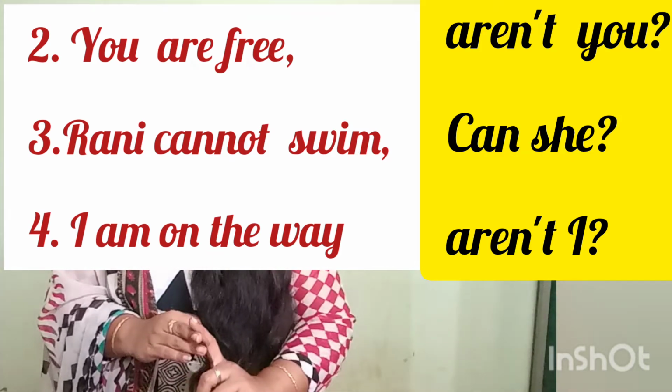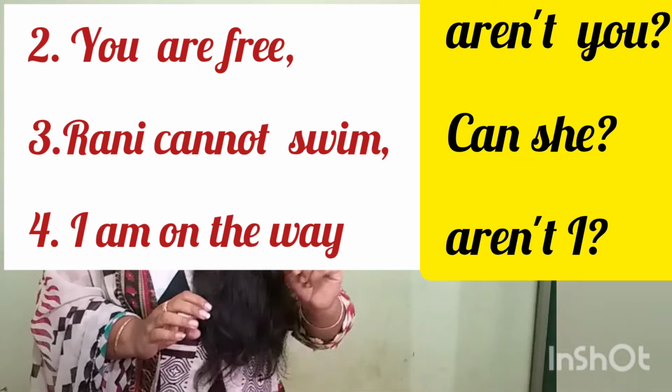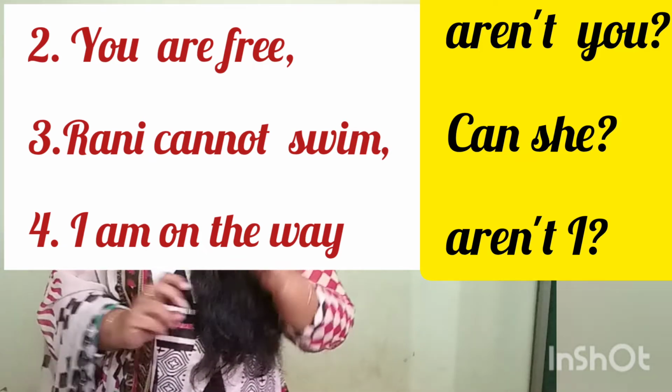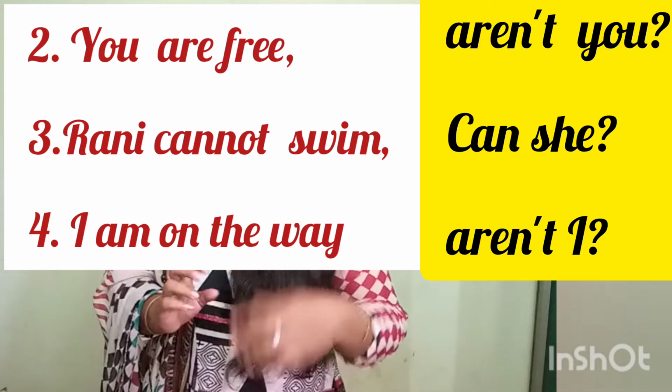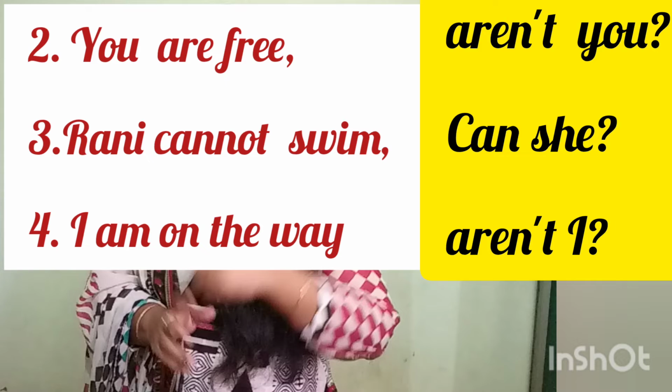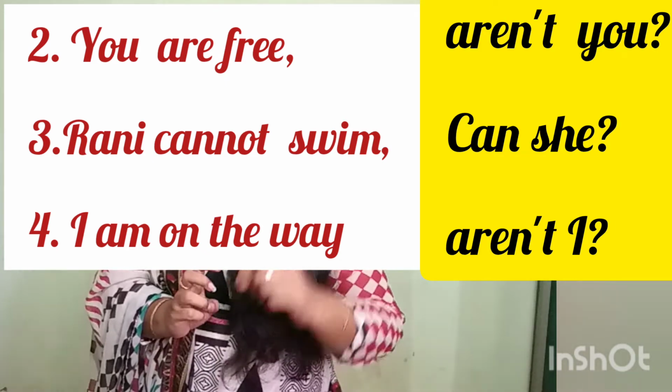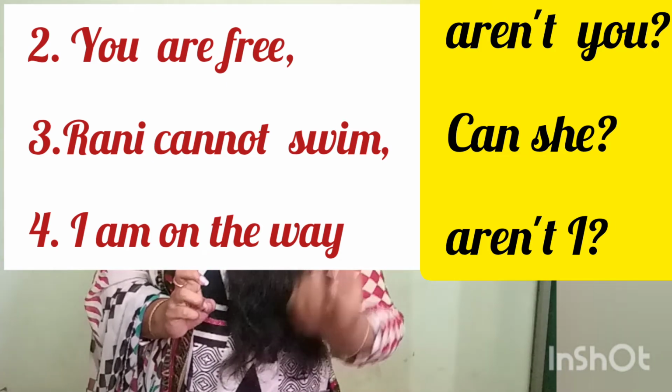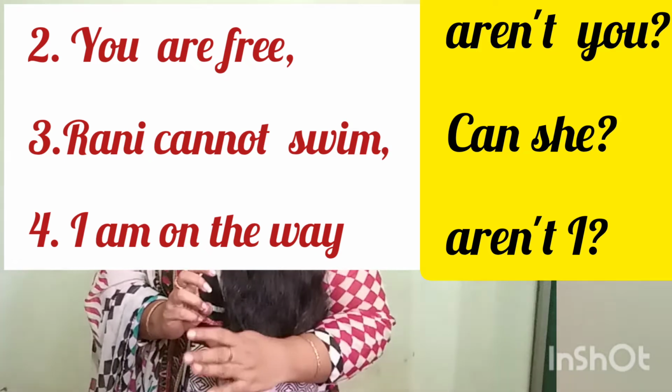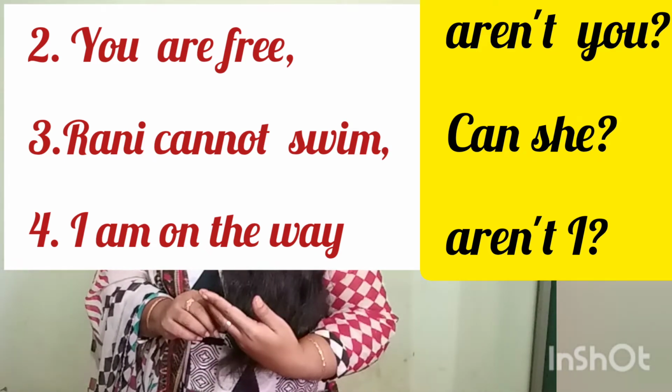Example number 3, Rani cannot swim. The sentence is in negative. What is the auxiliary verb? Can is the auxiliary verb. So what should we write? Can she. Why not write can't she? You should not, because the sentence is already negative.